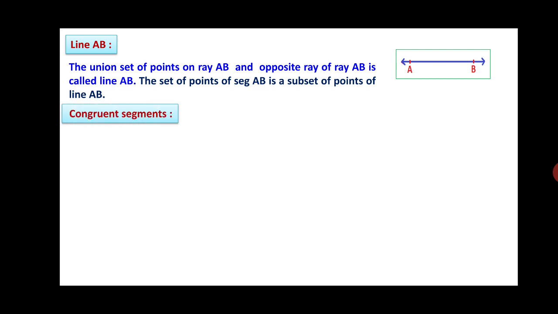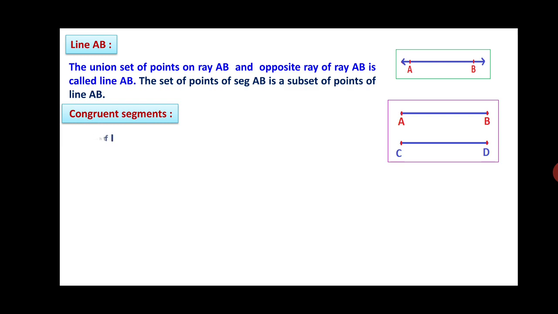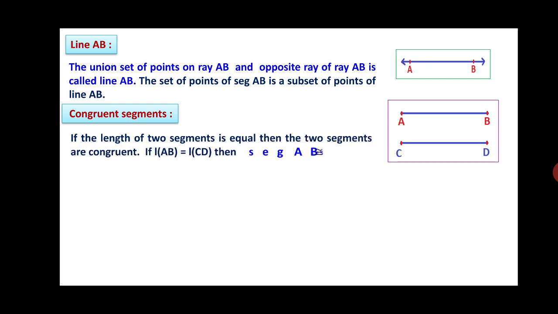Congruent segments. You can see in the adjoining figure, two segments AB and CD are given. If the lengths of two segments are equal, then the two segments are congruent. If l(AB) is equal to l(CD), then it is clear that segment AB is congruent with segment CD.